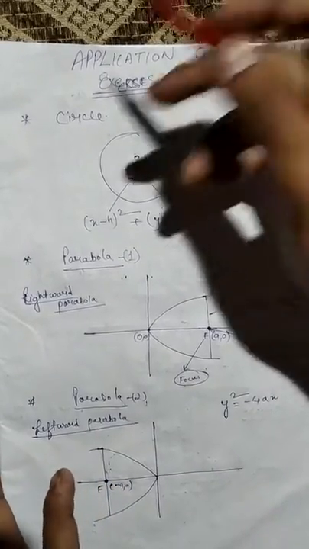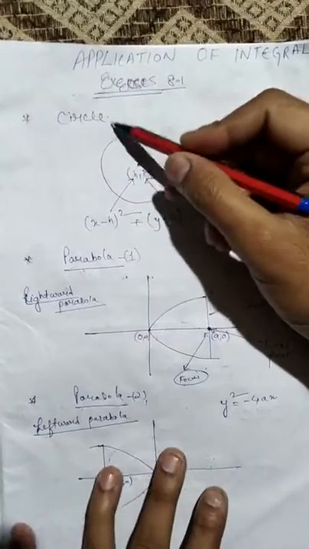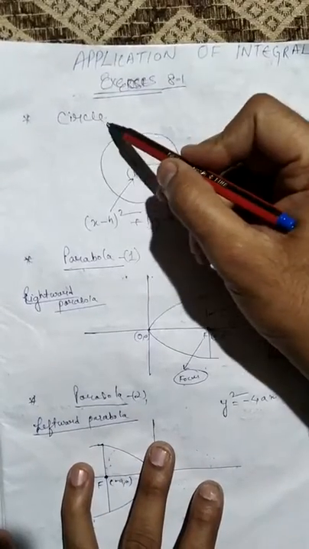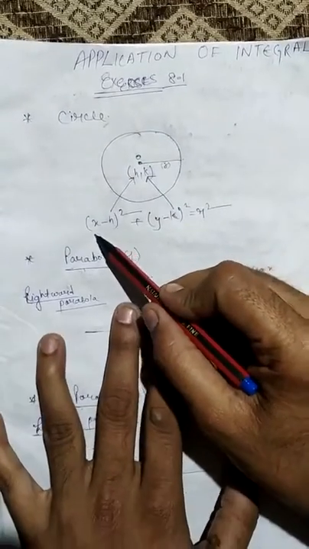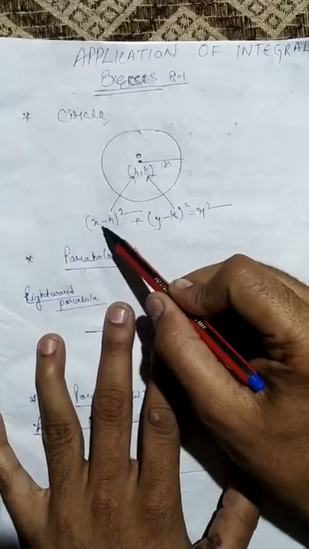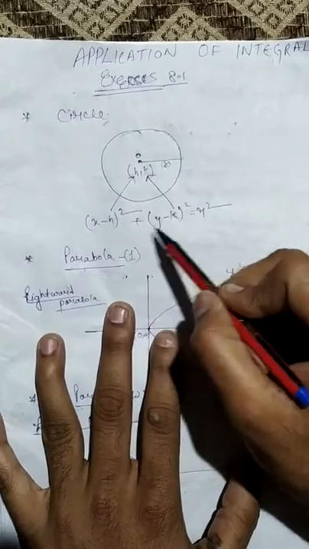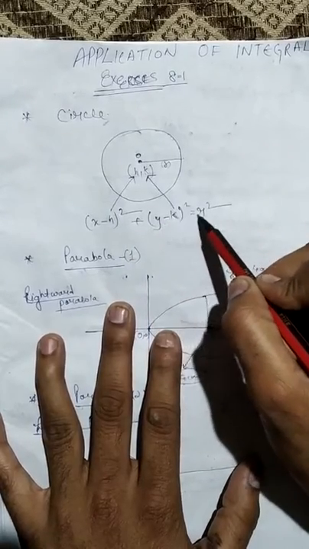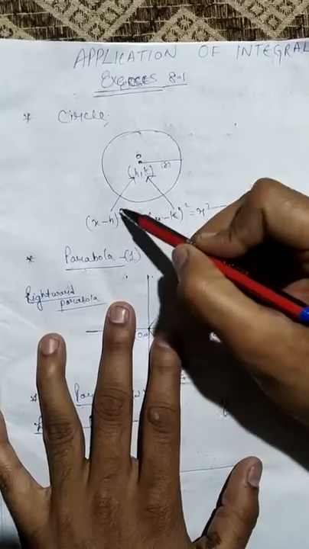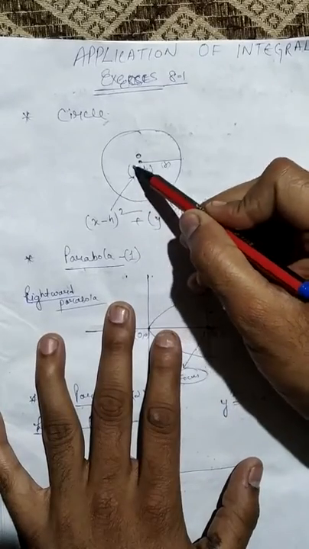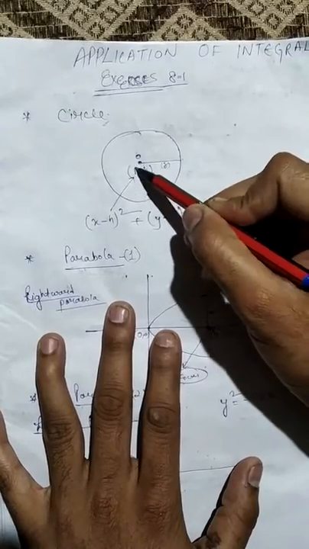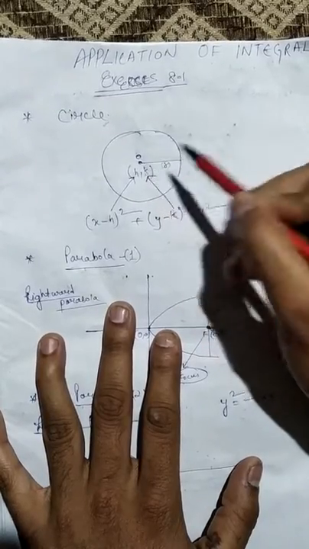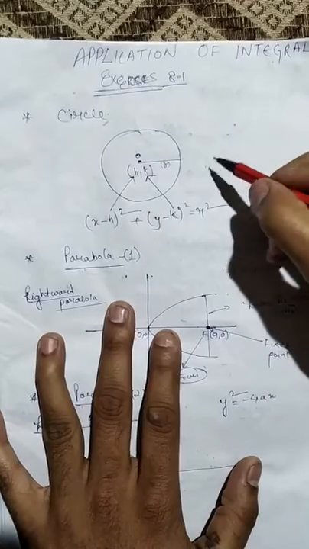So here is the important concept I'm going to discuss first. Circles. For the equation of a circle, as you have learned in class 11, this is the equation: (x minus h) square plus (y minus k) square equal to r square. You know that this h and k is the center of the circle. So this is your h, this is your k. Suppose I give a question here.